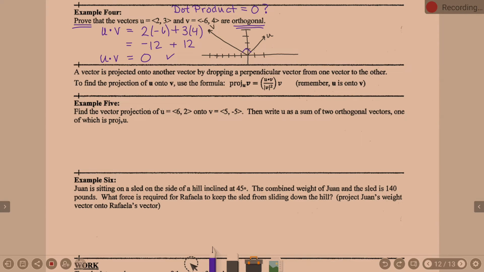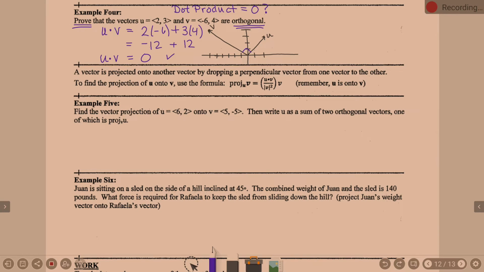One more topic. As I said, we're just going through vector projection with this lesson. I'm not talking about work and force right now. Sorry to disappoint. A vector is projected onto another vector by dropping a perpendicular vector from one vector to the other. To find the projection of u onto v, we use the formula: projection of u onto v is u dot v divided by the absolute value of v squared, times v.